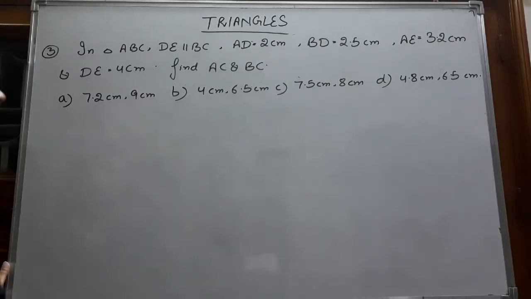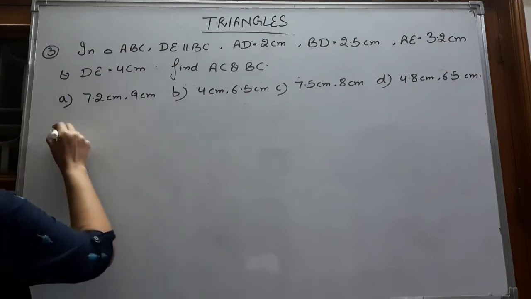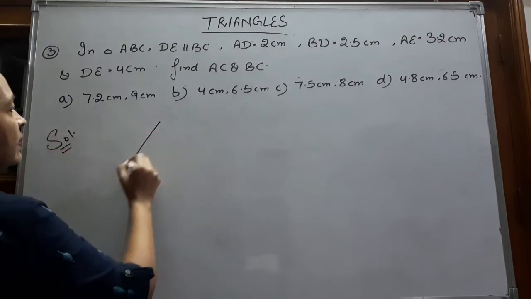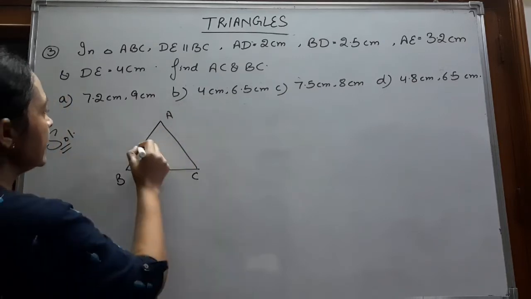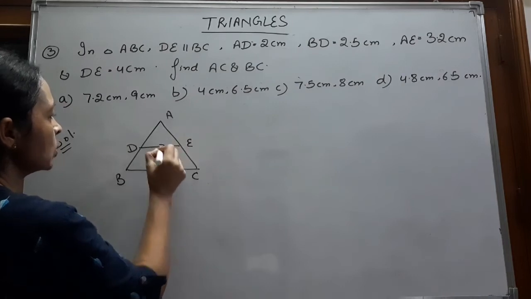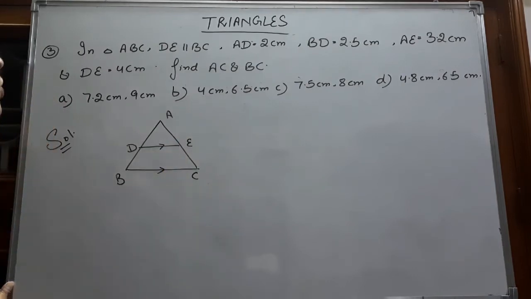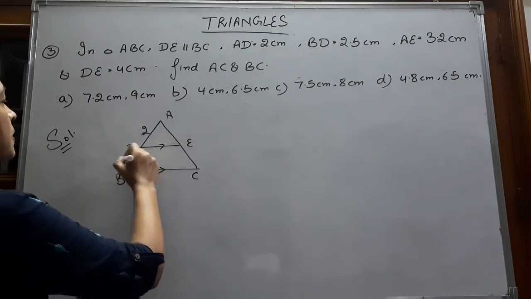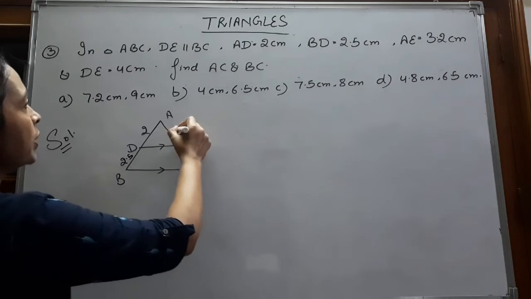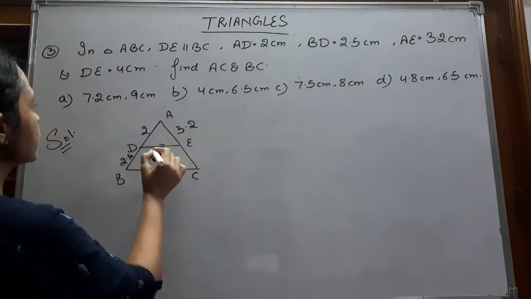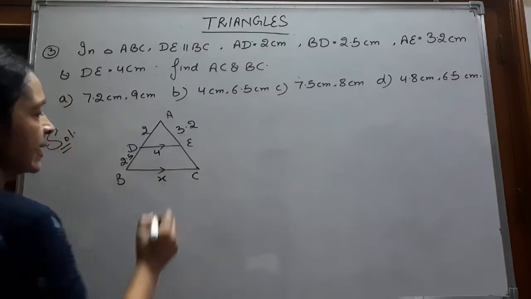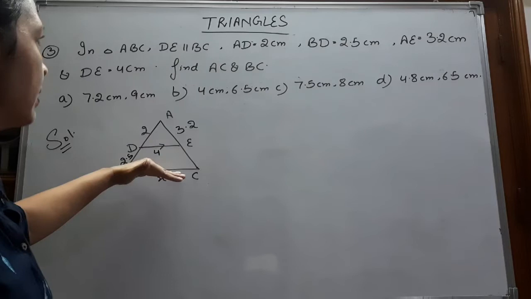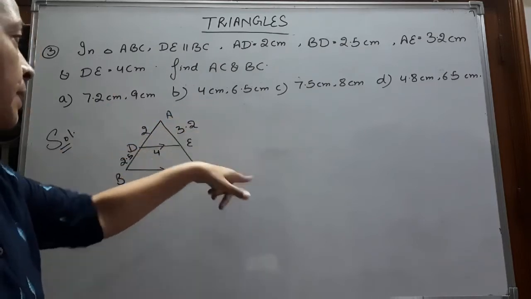In triangle ABC, DE is parallel to BC. Let's make our diagram first. In this triangle ABC, DE is parallel to BC. Both these are parallel. AD is 2 centimeters. BD is 2.5 centimeters. AE is 3.2 centimeters and DE is 4 centimeters. We have to find the length of BC, say X. We have to find the length of BC and also AC.